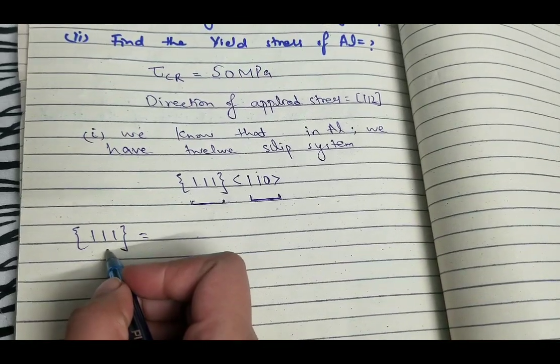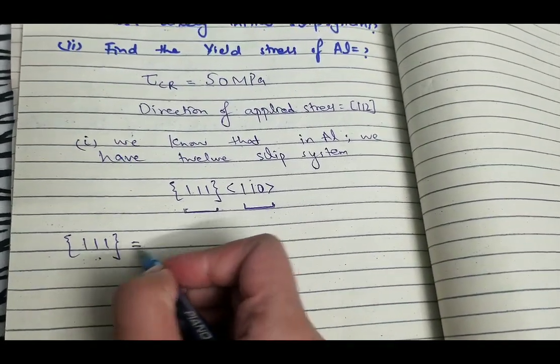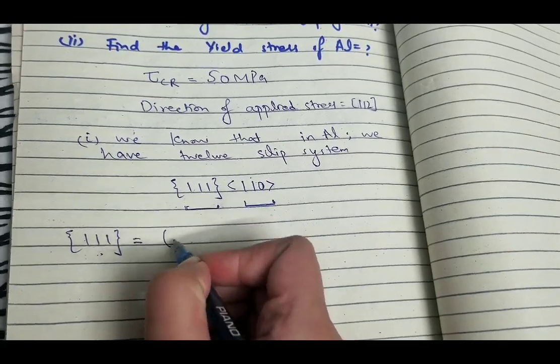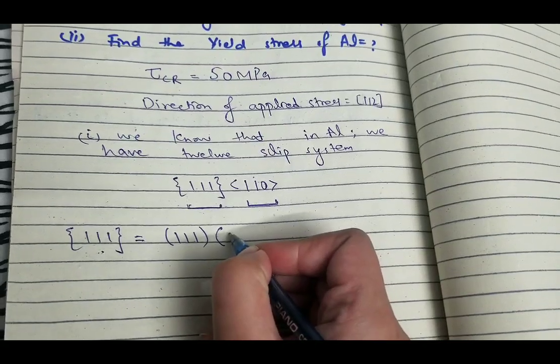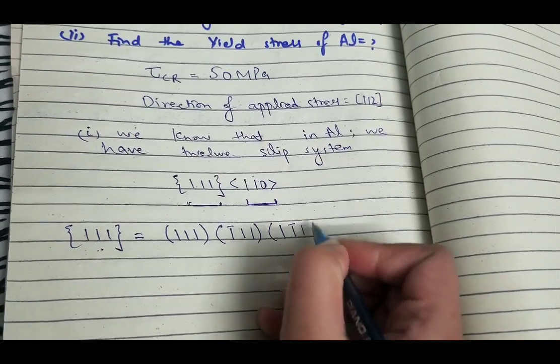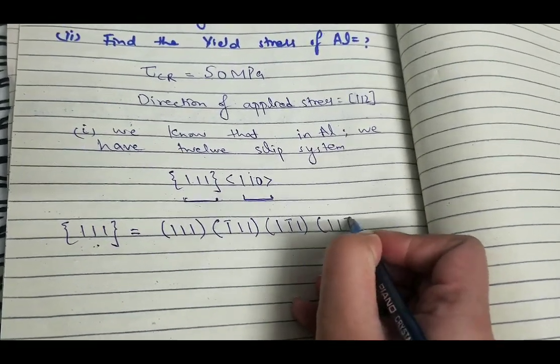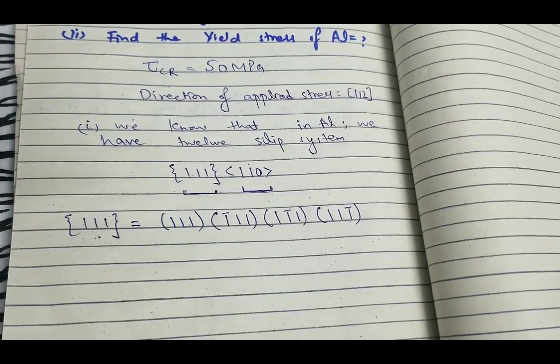First of all, we have to write all of the possible slip planes in aluminium. The first one will have these Miller indices all positive. The second one has the first index negative, then the second index negative, then the third index negative. So these are the 4 possible slip planes in aluminium.